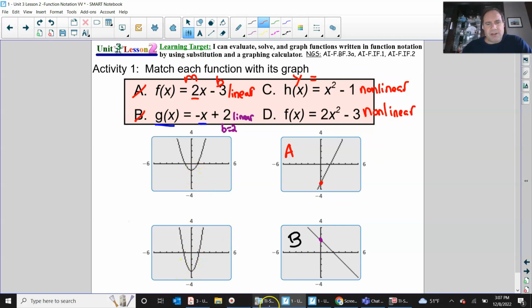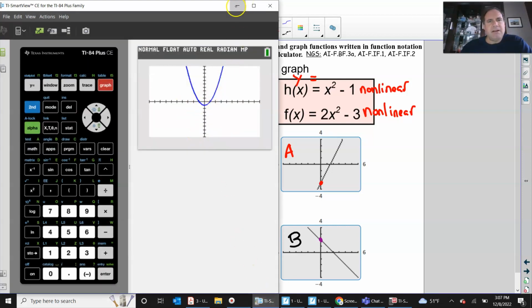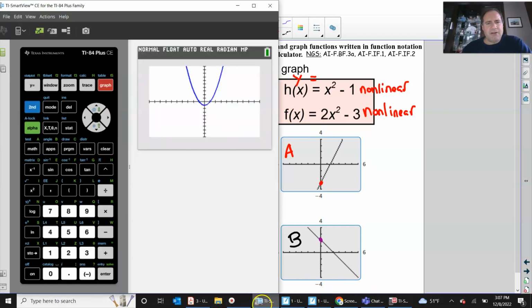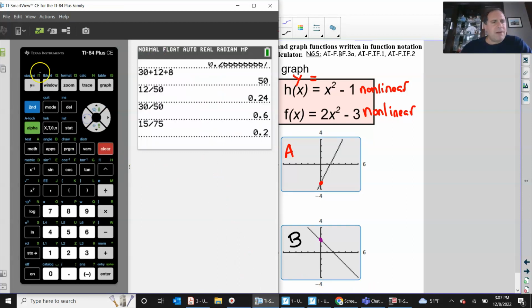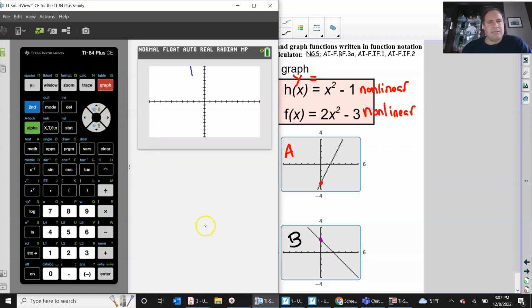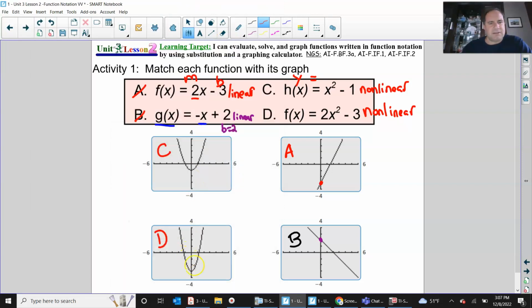So now we're just going to bring up the calculator again. Okay, looking at it, it's this. So C is this one. So we're going to just graph. We know that D is this. We're going to just graph it on your calculator right now, just to make sure that 2x squared minus 3 actually looks like that. And it does. All right, take a look at this, and then take a look at this.